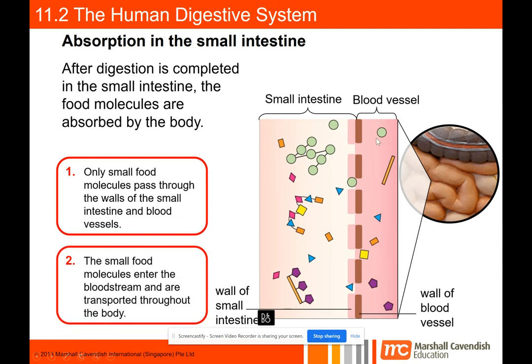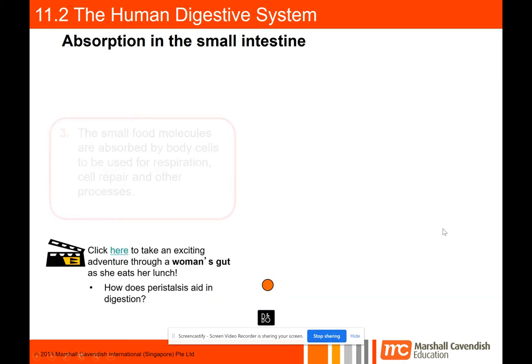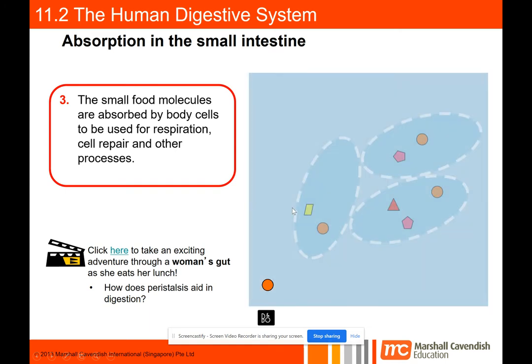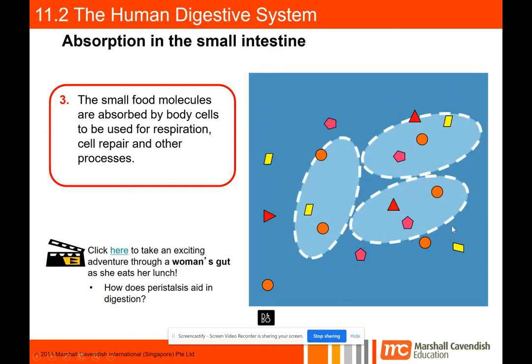And then from the bloodstream in the blood vessel, they will be transported to the liver. And then from the liver, go to the rest of the body. And finally, from the rest of the body, they will go to the respective cells. Right. And small food molecules will be absorbed by the body cells for respiration, cell repair, and other processes. So you see, it will all enter into the body cells via the partially permeable membrane.